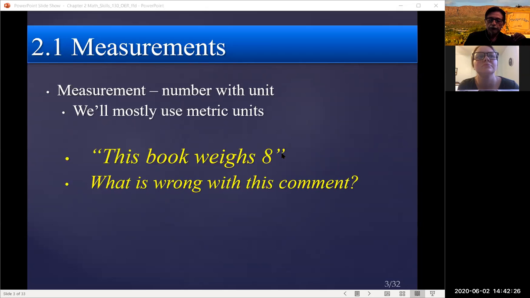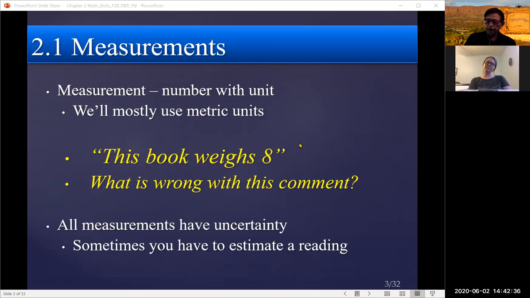Okay. Now, again, units are important because if we say something like a book weighs 8, well, that number 8 doesn't mean anything. It's just a number. We got to put units. Is it 8 pounds, 8 ounces, 8 kilograms, 8 grams, 8 micrograms, so on and so forth. So a number without units is meaningless.